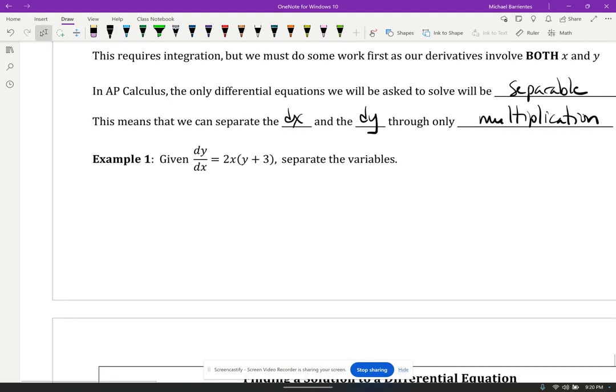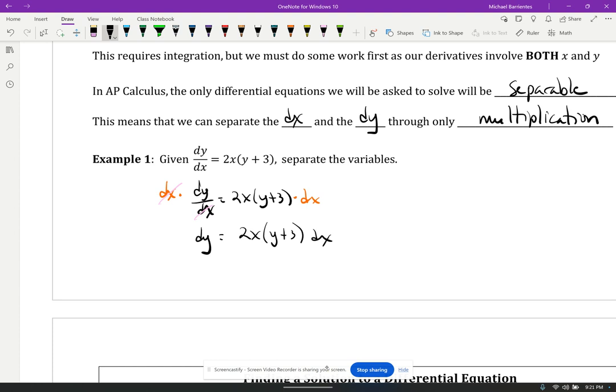I have a differential equation. Notice that this is a differential equation in terms of x and y, and we are asked to separate the variables. So how do we separate the variables? Well, we're going to multiply one side by dx, but if I do it to that side, I have to do it to the other. So over here, I'm writing down the original function in black, and I'm writing down the dx that I'm going to multiply on both sides. If I multiply by dx, my dx's are going to reduce, and I'm left with dy. Here I'm left with 2x times y plus 3 times dx.